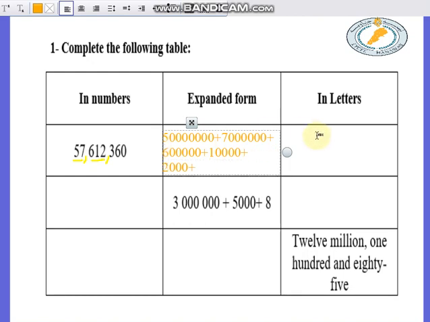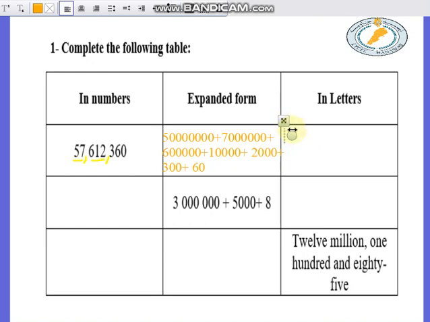Then we have 3, which is 100 with 2 zeros. Then 6, which is tens with 1 zero. I don't expand the 0, so I don't write anything in the ones. Now I will write it in the letters form.